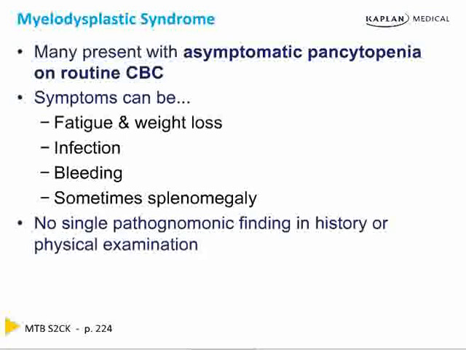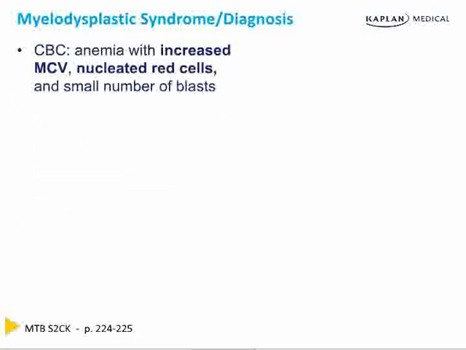There is no single pathognomonic finding in the history or physical. There's no single presentation that says, oh, that's MDS. It's pancytopenia, macrocytosis, normal B12 and folate level in an older person. Let's summarize those findings again. The CBC shows anemia. There's a macrocytosis. Well, there's a stressed marrow, so there's nucleated red cells. Remember, nucleated red cells go out early.